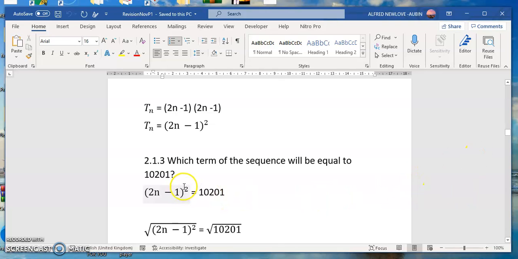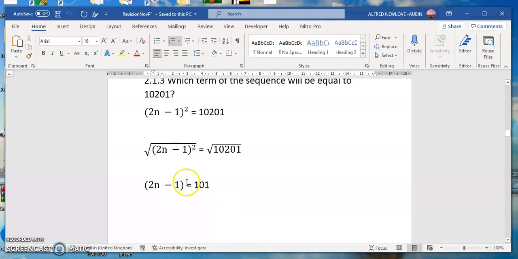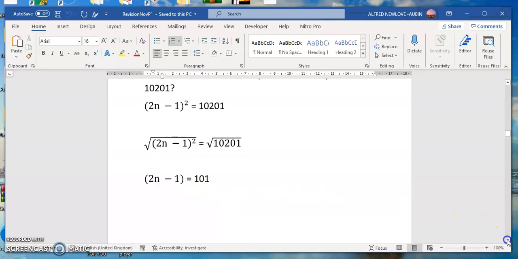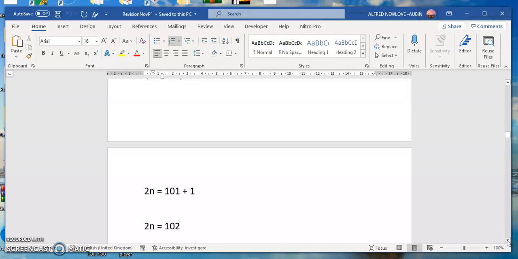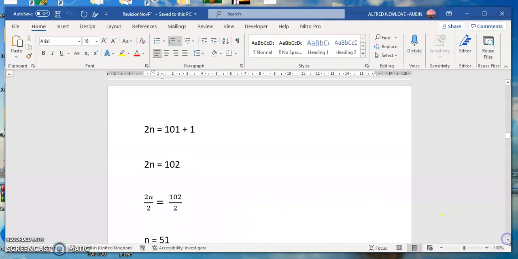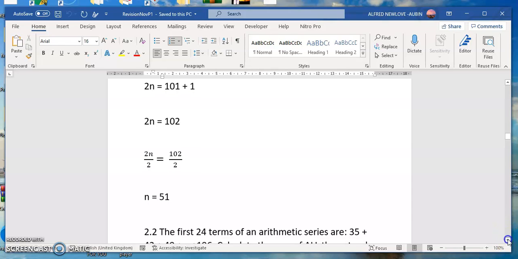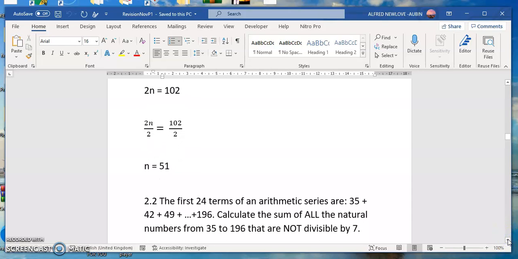Then because of this square, you take the square root of both sides. If you take the square root of both sides, you are going to have this. Then you transpose minus 1 to be plus 1. Then you divide both sides by 2. Because if you add this, you are going to get 102. And if you divide both sides by 2, you are going to get 51. So the term is supposed to be what? 51. So the 51st term.